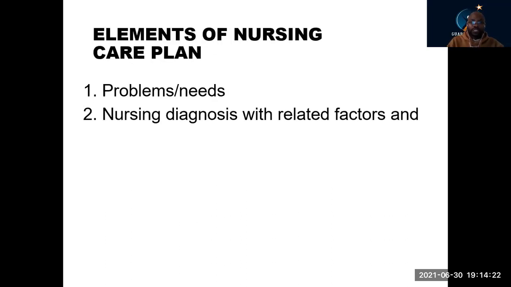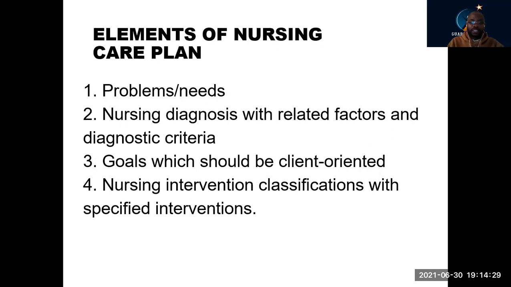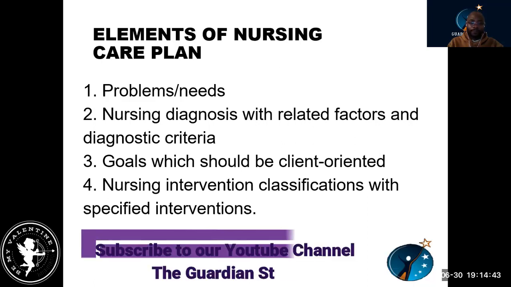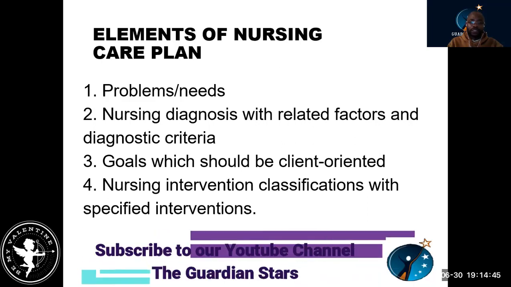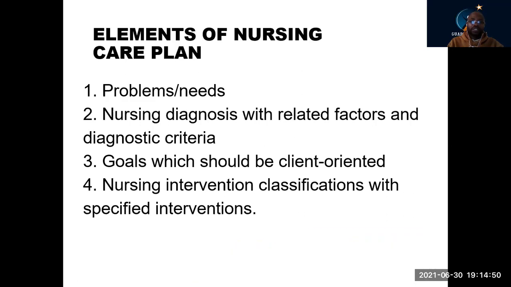Elements of the nursing care plan. The nursing care plan has about 5 elements. The first element is the problems or needs. These are the problems that you've identified that the patient has that need intervention. These problems can be actual or potential. We are going to see how we can state these problems in the nursing care plan. The second element is the nursing diagnosis, with related factors and diagnostic criteria.